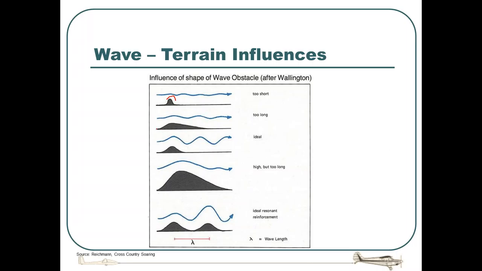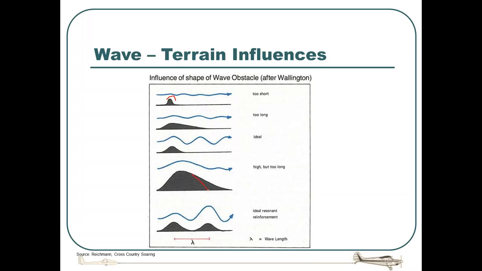So, the influence of the shapes of wave obstacles has all been determined. A small little bump like that you see up here doesn't really create enough of a ripple downwind. A slope up with a long slope down is not really good enough for wave as well. Your wavelength becomes too long.